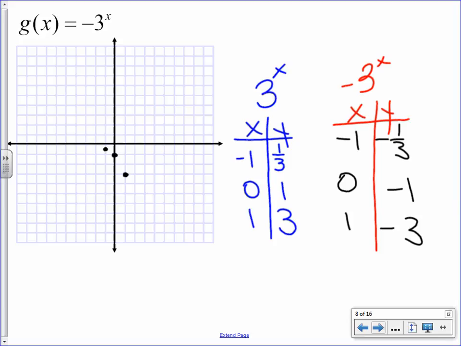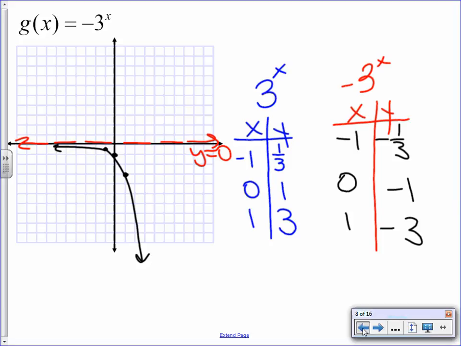Where's our horizontal asymptote? Thank you. Y equals 0. When is the only time our horizontal asymptote is going to change? If we have a vertical shift of some kind, if our graph has been shifted up or down, our horizontal asymptote is going to change.